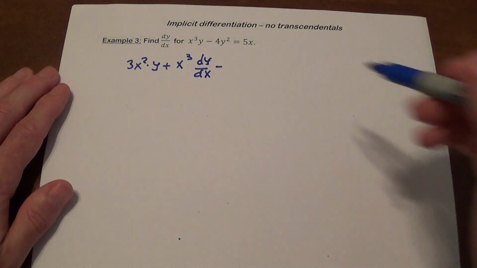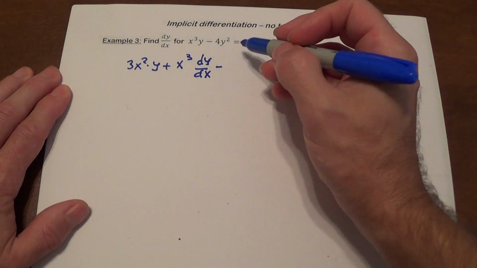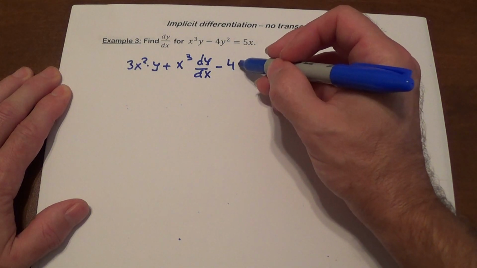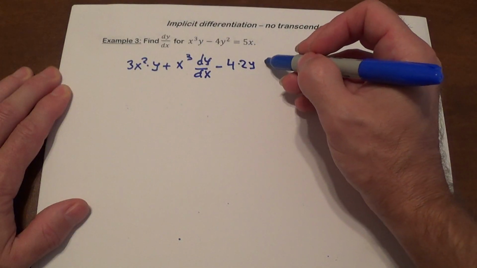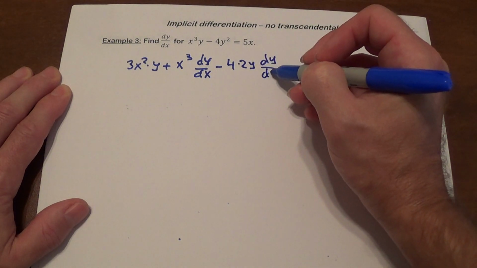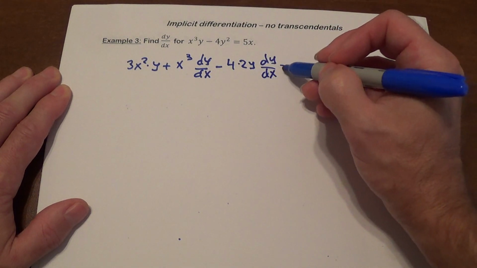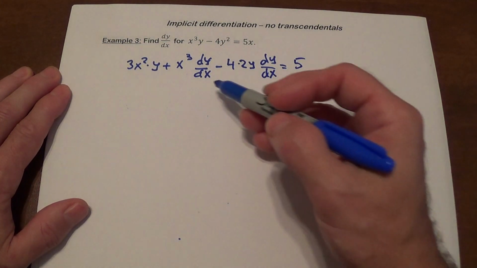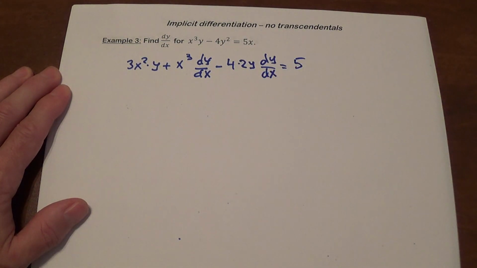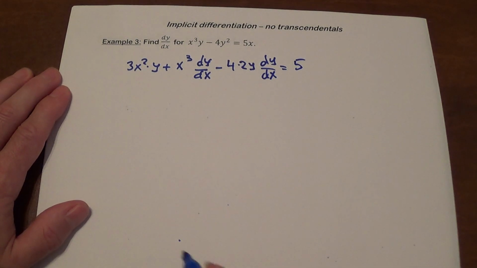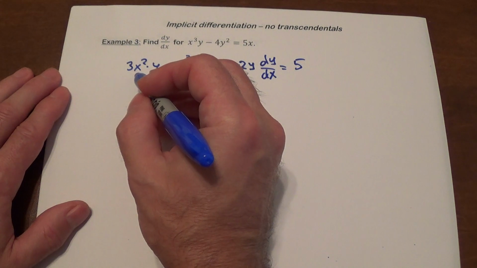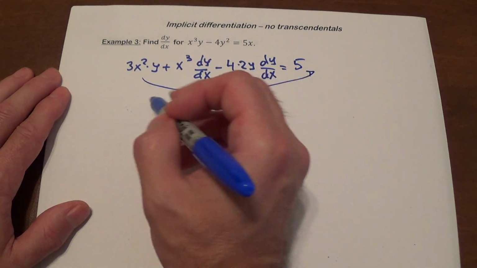Now we have to take the derivative of 4y squared. It's going to be 4. The derivative of y squared is 2y, and you have to have dy over dx because it's y. And the other side, the derivative of 5x is 5. Okay, so you have two terms that are going to contain dy over dx. Anything that does not contain dy over dx is going to go on the other side. That means we are going to move this over here.